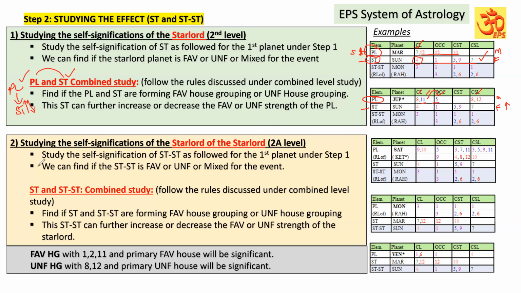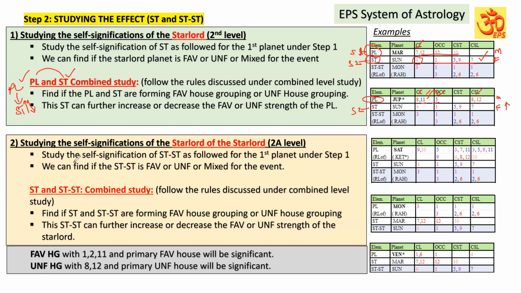Next one, let us take the Starlord of the Starlord. We have studied the Starlord planet in step number 2. In step number 2, we have one more level called the Starlord of the Starlord. What is the role of the Starlord of the Starlord? As we are aware, the Starlord of the Starlord's significations will be a supportive level to the Starlord, whether it can increase the strength of the Starlord or decrease the strength of the Starlord.